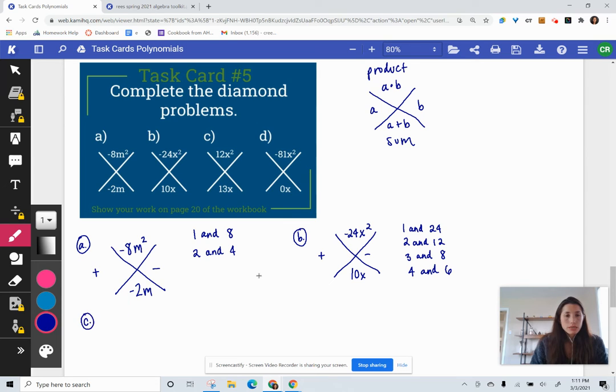Question C. We need to multiply to make a positive 12x squared. Two ways to multiply to make a positive. They're both positive, okay, or they're both negative. You got to look at the bottom to see what they're adding up to. Well, we're adding up to a positive 13. Okay, so we want both of these to be positives here. They're going to be positive x of something.